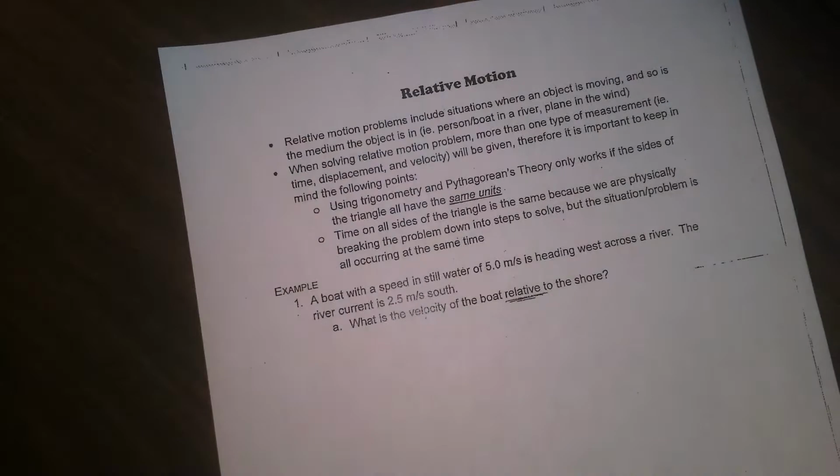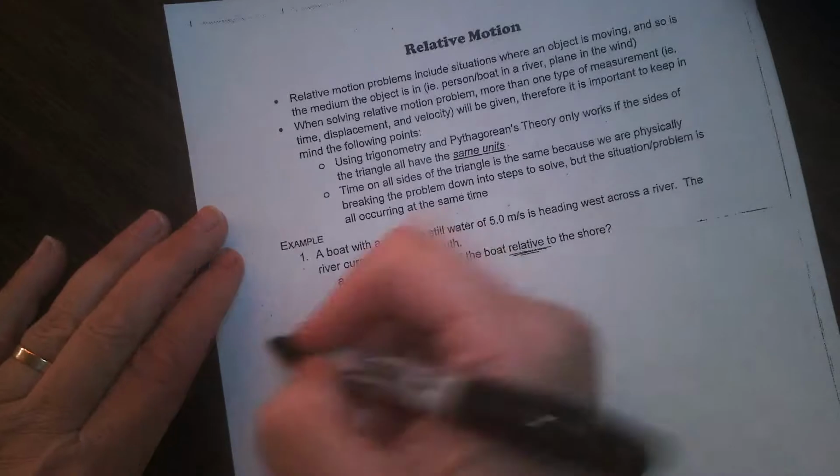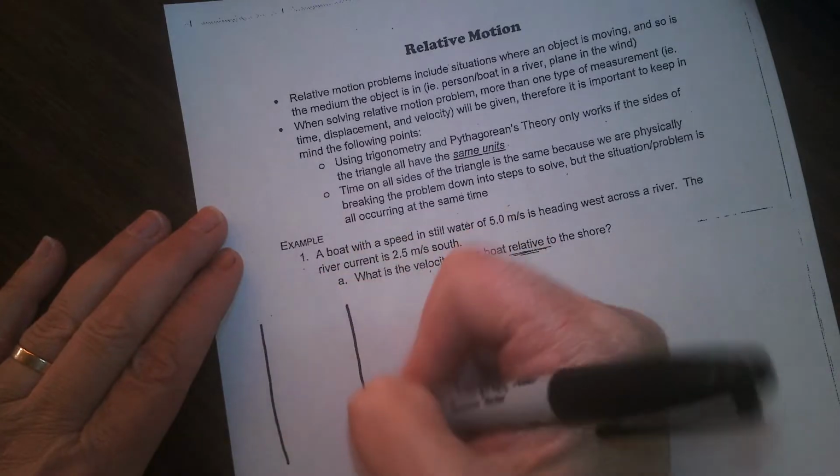There we go. So a boat with a speed in still water of 5 meters per second is heading west across the river. The river current is 2.5 meters per second south. What is the velocity of the boat relative to the shore? So in order to be successful at these questions, you have to draw the picture. Draw the picture. So here's the shore.